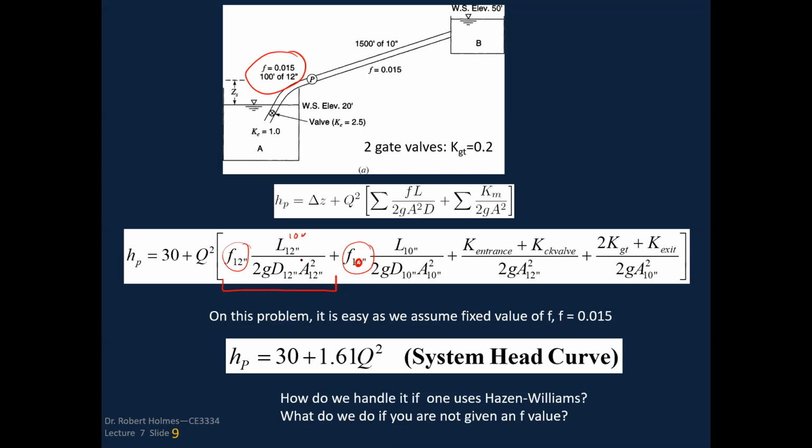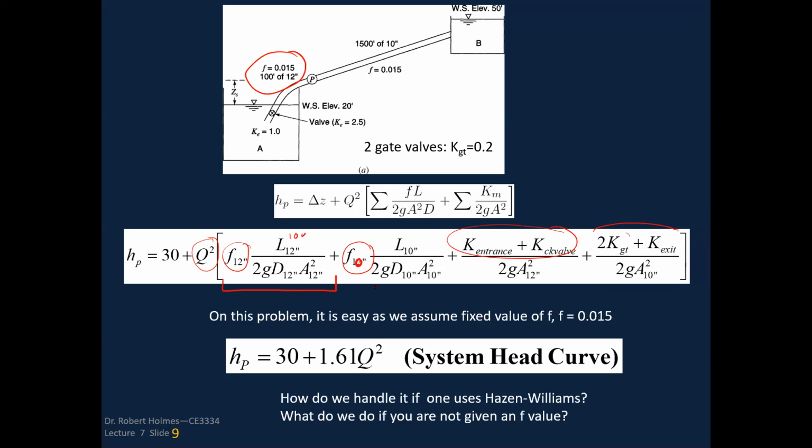But because the friction factor is the same, it doesn't matter. And so we can enter all these values for the f, the L, the D, and the A, and because we've pulled Q squared through, we can write this equation out and solve for these things. We've got the entrance and the check valve K values for the 12-inch. And then for the 10-inch, we've got a couple of gate valves and an exit loss. And so we plug those in.